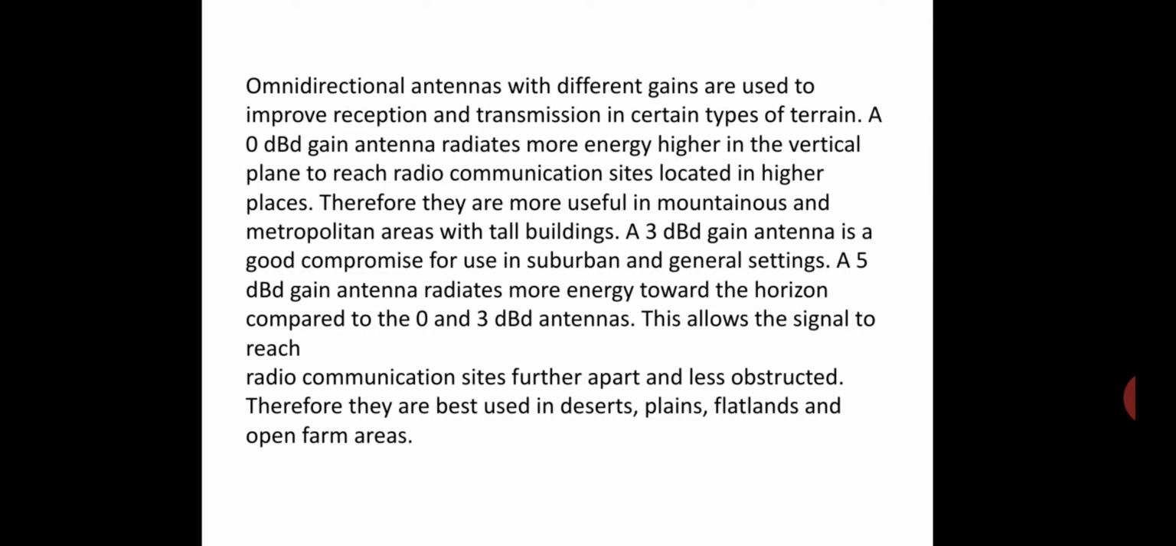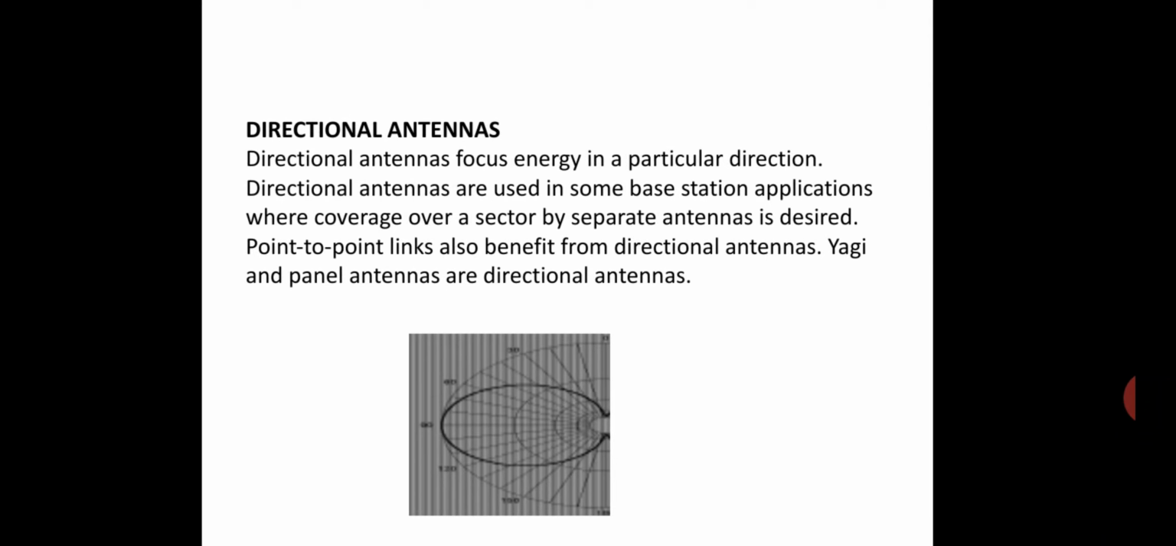A 3 dB gain antenna is a good compromise for use in suburban and general settings. A 5 dB gain antenna radiates more energy towards the horizon compared to the 0 dB and 3 dB antennas. This allows the signal to reach radio communication sites further apart and less obstructed. Therefore, they are best used in desert plains, flatlands, and open farm areas.